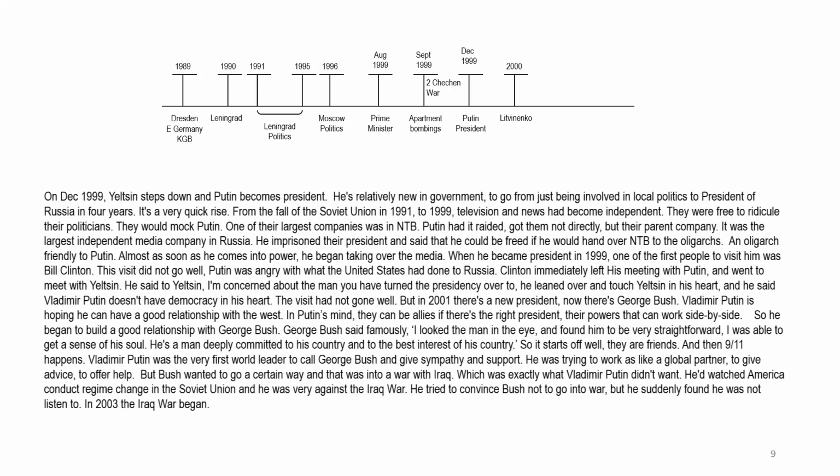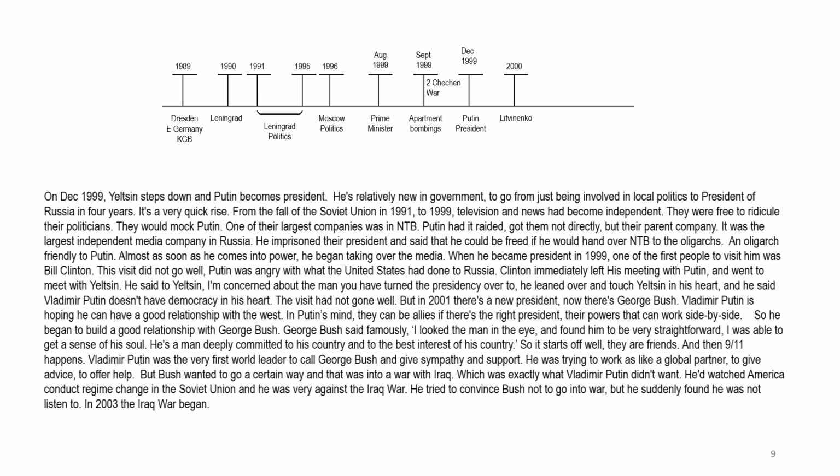When he became president in 1999, one of the first people to visit him was Bill Clinton. This visit did not go well. Putin was angry with what the United States had done to Russia. Clinton immediately left his meeting with Putin and went to meet with Yeltsin. He said to Yeltsin, "I'm concerned about the man you have turned the presidency over to." He leaned over and touched Yeltsin in his heart. And he said, "Vladimir Putin doesn't have democracy in his heart." The visit had not gone well.